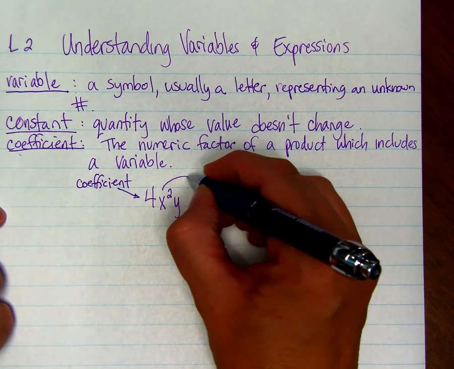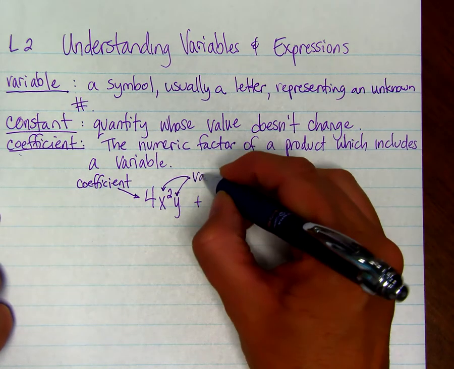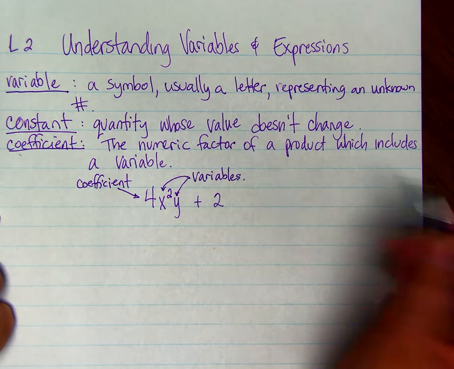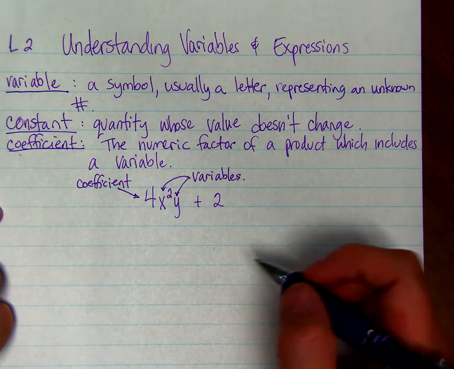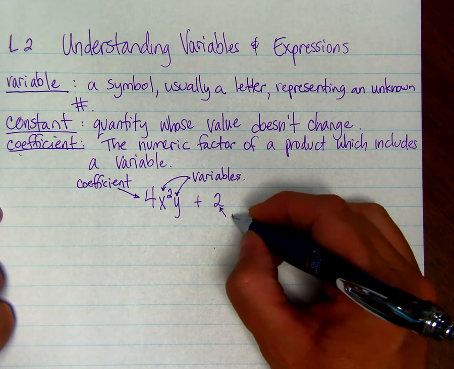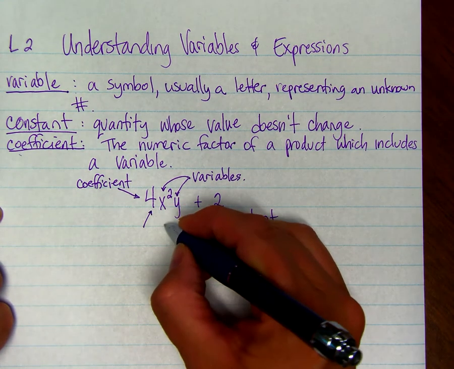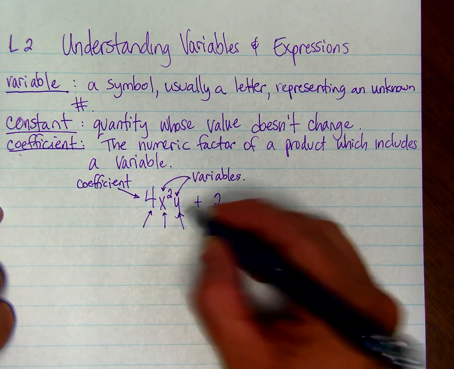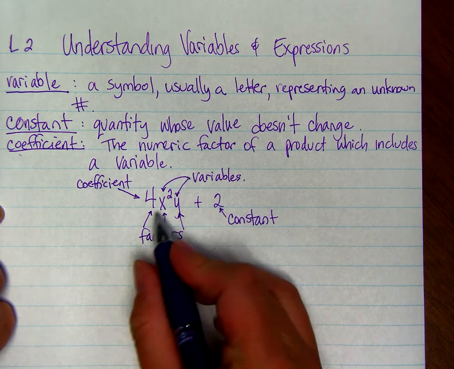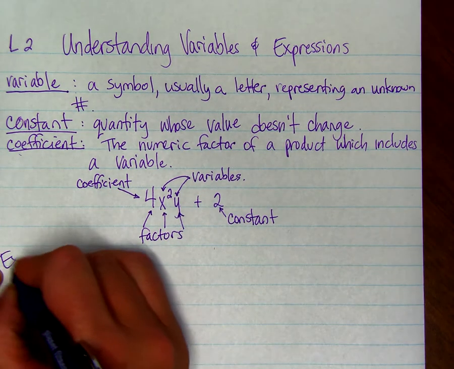The x and the y are considered variables. They're letters that represent a value or quantity. The 2 is a constant. It is never going to change. 2 will always be 2. And each of these multiplied together are all called factors. The 4, the x, the other x, and the y. Those are all factors.